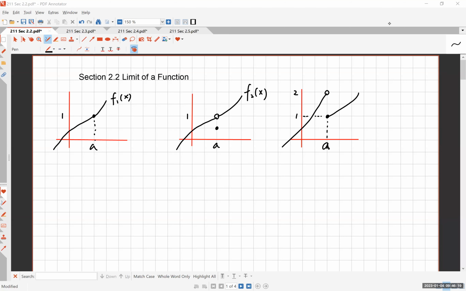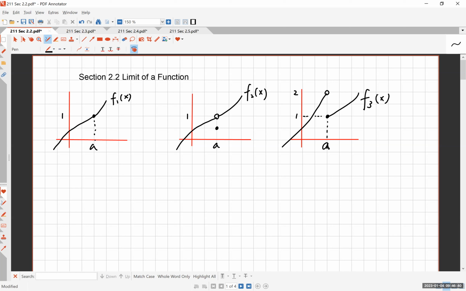All right, so to introduce this concept of limits, let me just start with these three pictures. I have drawn the graphs of three functions. You may want to pause this for a little bit and try to sketch these three functions, f1, f2, and f3.